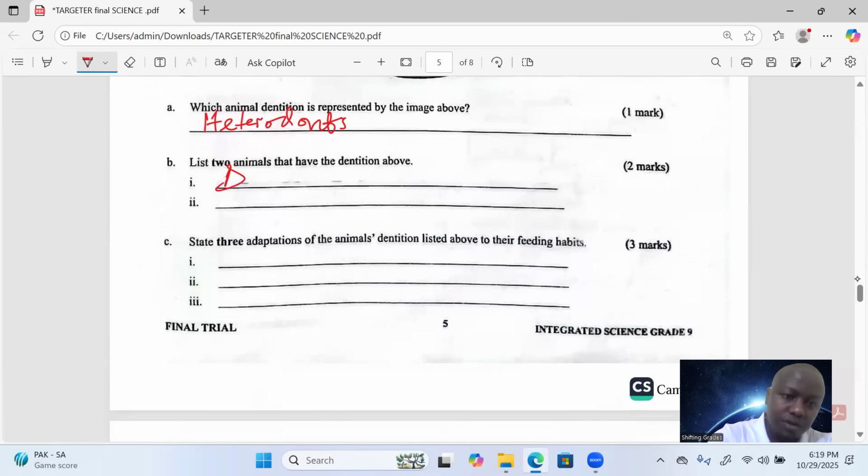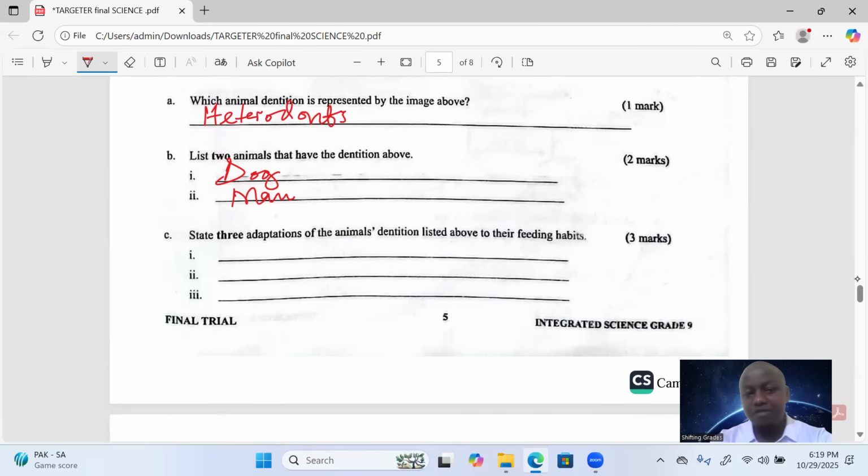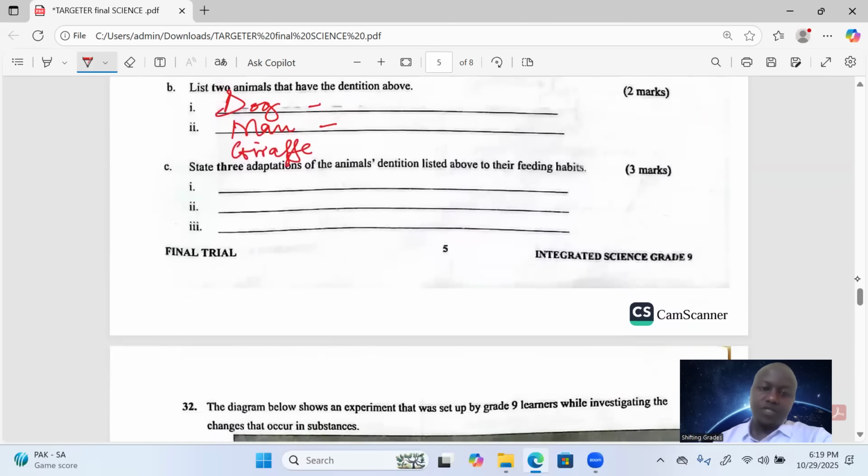We have the dog. We have human beings, or rather man. Man in science is generally human beings. Human beings are omnivores, dogs are carnivores. You can also mention an herbivore. This is omnivore, this is carnivore. You can also mention giraffe to represent the herbivores.